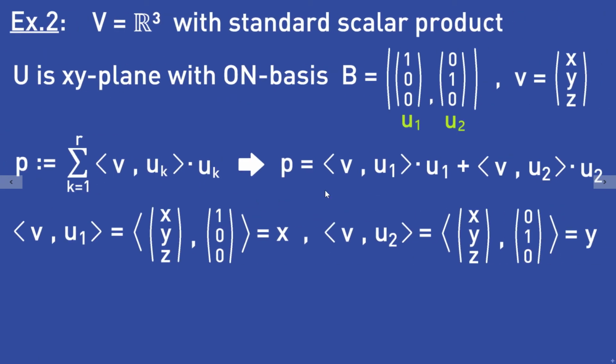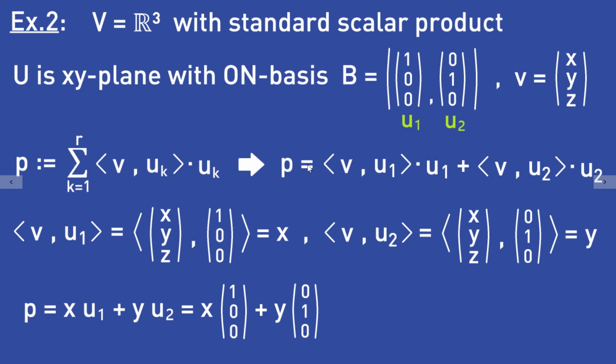And the second scalar product we have to calculate is this scalar product here, so the scalar product of small v with u2. And this is equal to that here. So this here is the vector small v, and that here is the vector u2. In the end, this is equal to y, because we have to calculate x times 0 plus y times 1 plus z times 0, which is equal to y. So the vector p is equal to x times u1 plus y times u2, and this is equal to that here.